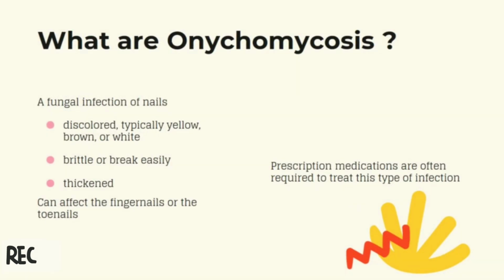Okay, for the next one is onychomycosis. I'm not sure I spelled it correctly or not. So it is a fungal infection of your nails. It can affect the fingernails or the toenails, although infection of the toenails is more common. So we may have onychomycosis if we have nails that are discolored, typically yellow, brown, or white, brittle or break easily, or thickened. Prescription medication is often required to treat this type of infection.